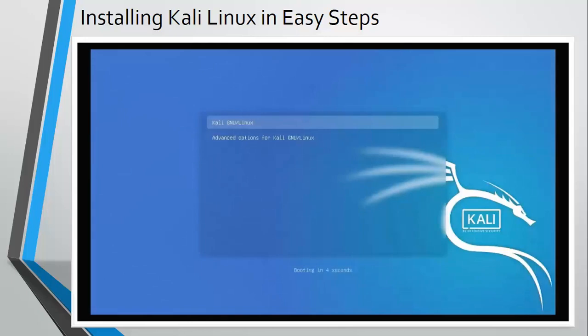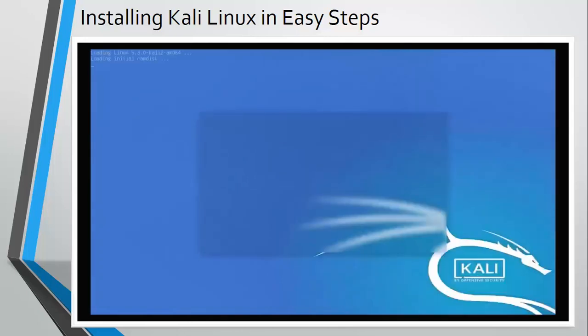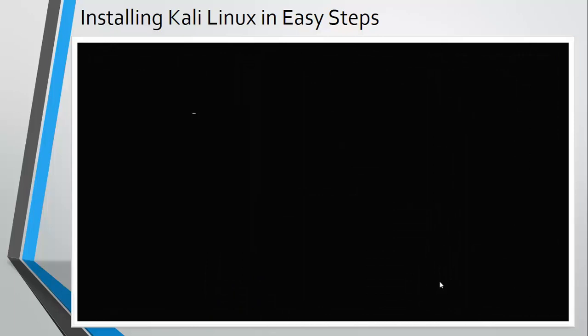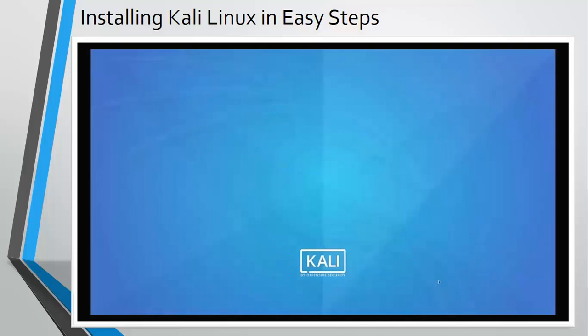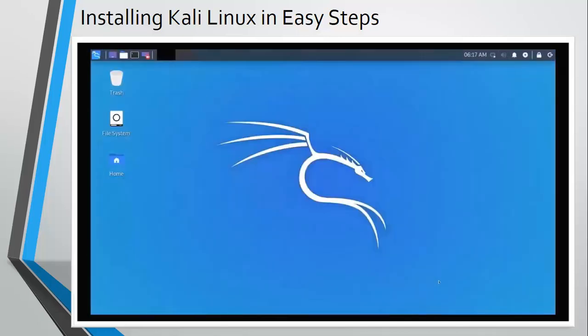Let's select Kali Linux here. If you have dual boot, it's going to show the operating system names there. Okay, let's enter the username and password and click on login. Okay, so we have finished the Kali Linux installation.